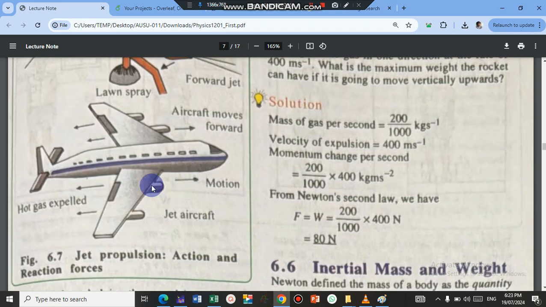Again, look at the aircraft here. As the aircraft is moving, it ejects hot gases here. Hot gases from the wing. When the hot gases are ejected with great force, and then the aircraft will move forward with the reaction force. So this is also an application of Newton's law that says action and reaction are equal and opposite.